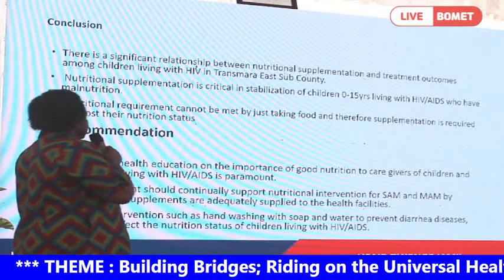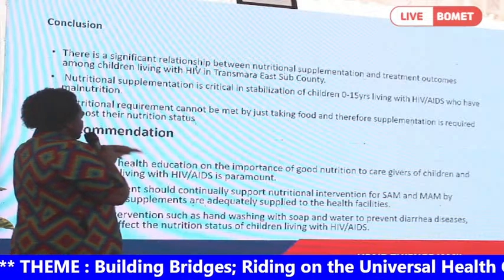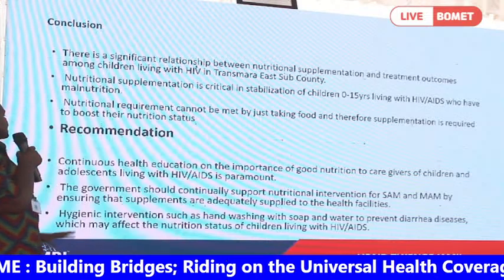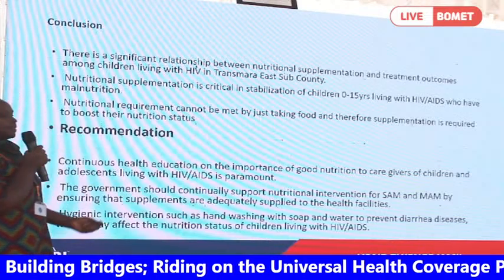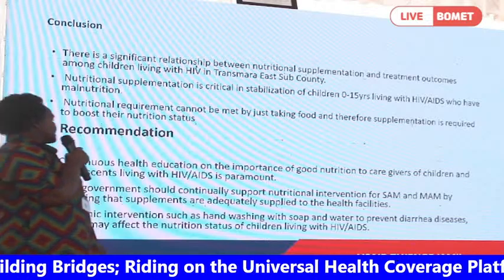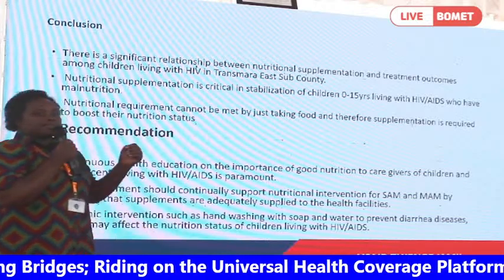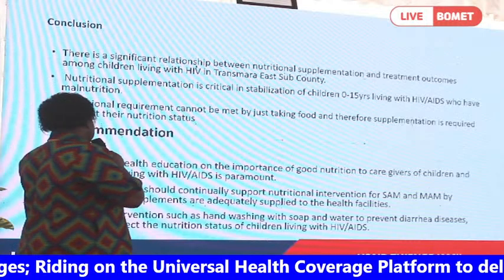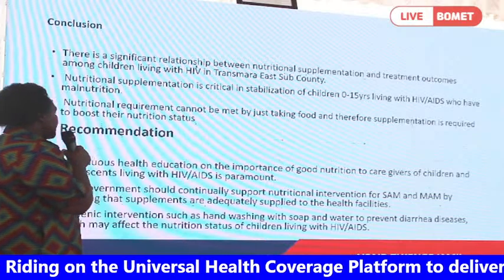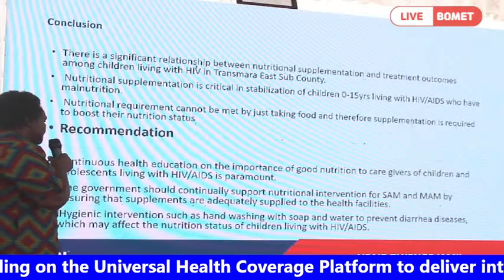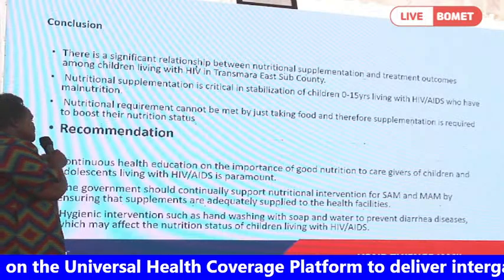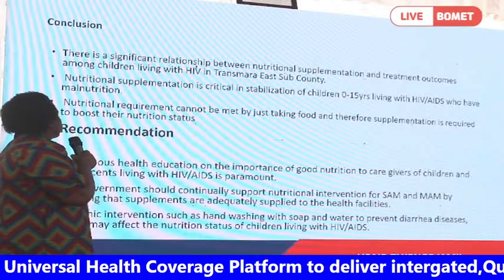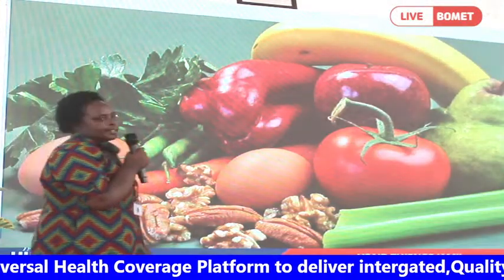My recommendation, continuous health education on the importance of good nutrition to caregivers. And then the government should also continually support nutrition interventions for SAM and MAM cases by ensuring the supplements are supplied direct to the health facilities, be it a dispensary or a health center. Hygienic interventions such as hand washing with soap and water to prevent diarrheal diseases, which may affect the nutrition status of these children. I think I'm done. Thank you.